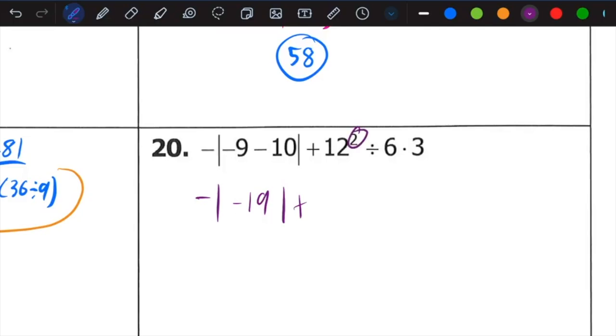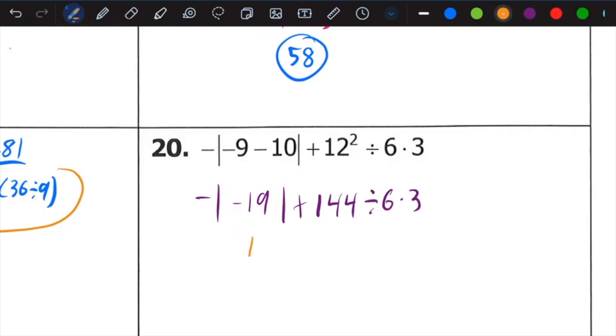Plus, we can do this exponent even though it comes after the grouping symbols because it comes before division and addition, the operations around it. 12 squared is 144, 12 times 12. We can't do this division yet because we are still using this 12 squared. We did that first. And we can't do the multiplication here because the division would come first since it's on the left. So I'll just continue to write divided by 6 times 3.